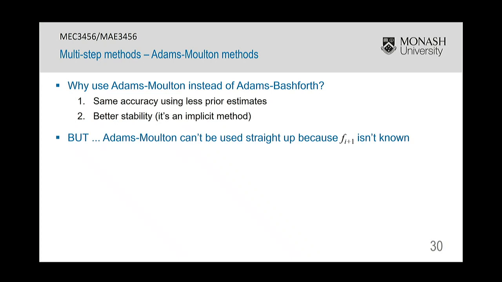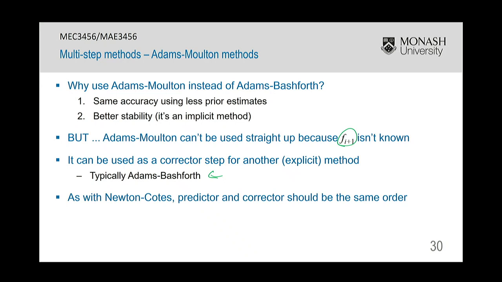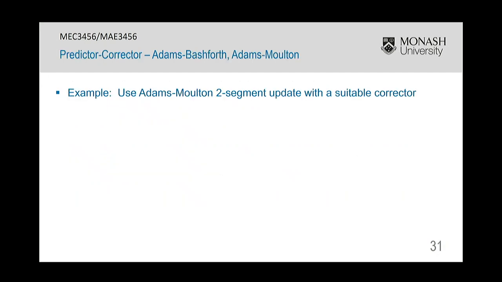Adams-Moulton can't be used straight up because it assumes we know what f_{i+1} is, but we don't. So therefore, Adams-Moulton can be used as a corrector step for another explicit method, and typically we would use Adams-Bashforth as the predictor and Adams-Moulton as the corrector. We don't have to. We could actually use a Newton-Cotes open formula if we wanted to. With the Adams methods, as with Newton-Cotes methods, the predictor and the corrector should be the same order of error, otherwise we're wasting effort.